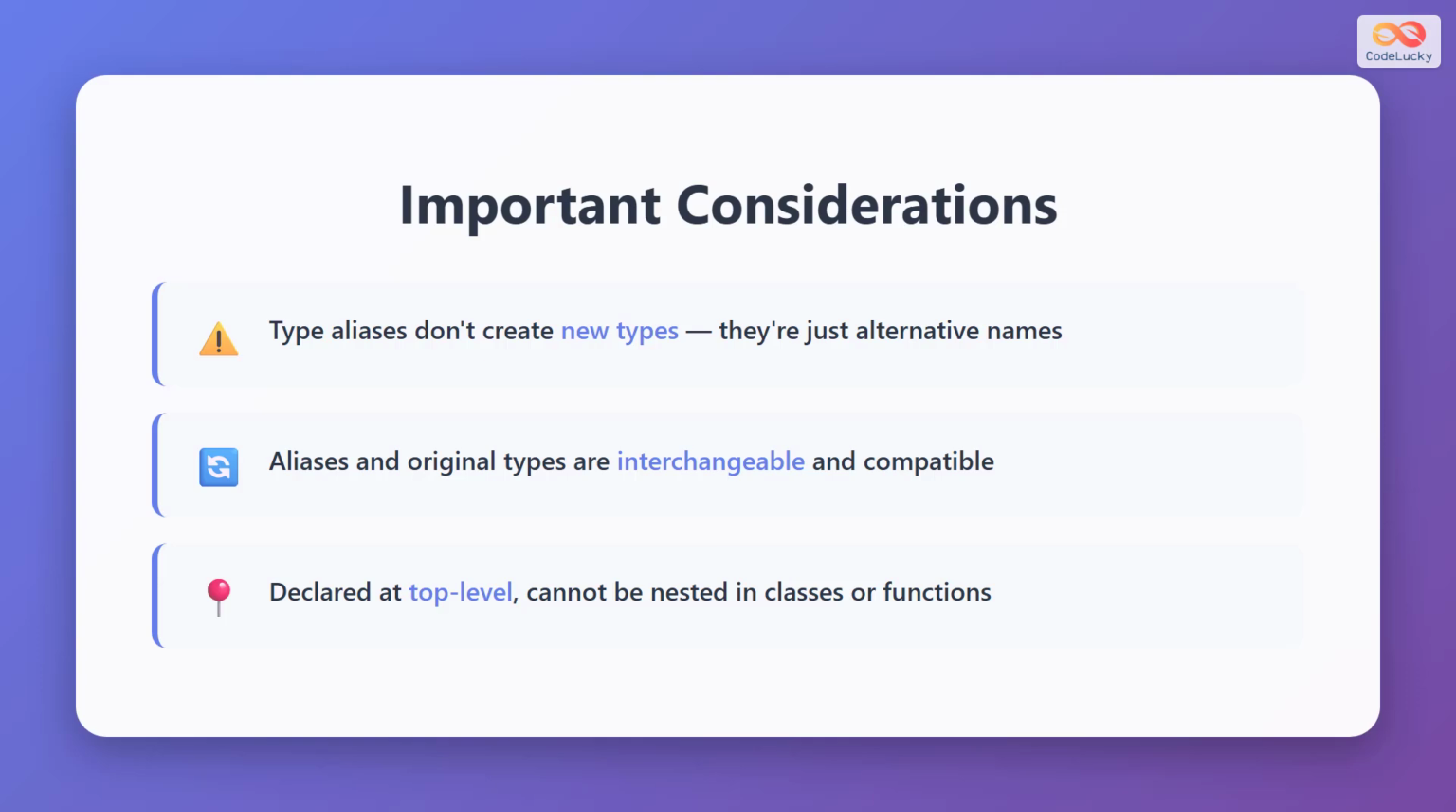There are three important things to remember about type aliases. First, type aliases don't create new types. They're just alternative names for existing types. Second, aliases and their original types are completely interchangeable and compatible. You can use them wherever the original type is expected. Third, type aliases must be declared at the top level of your file. They cannot be nested inside classes or functions. Understanding these considerations will help you use type aliases effectively.